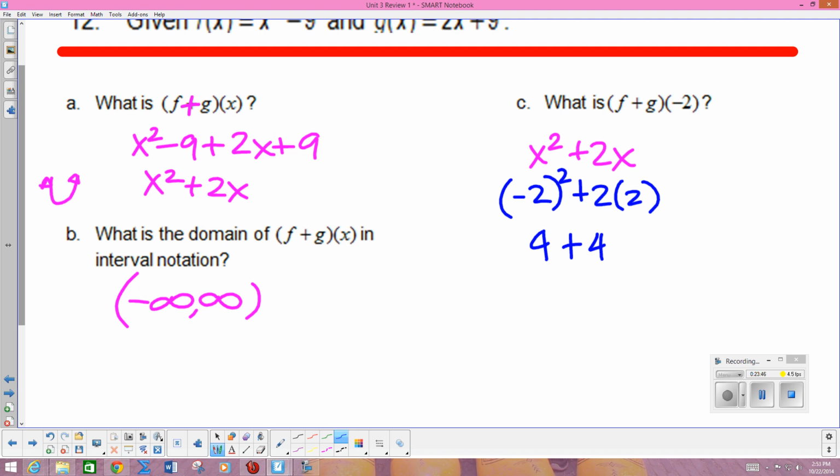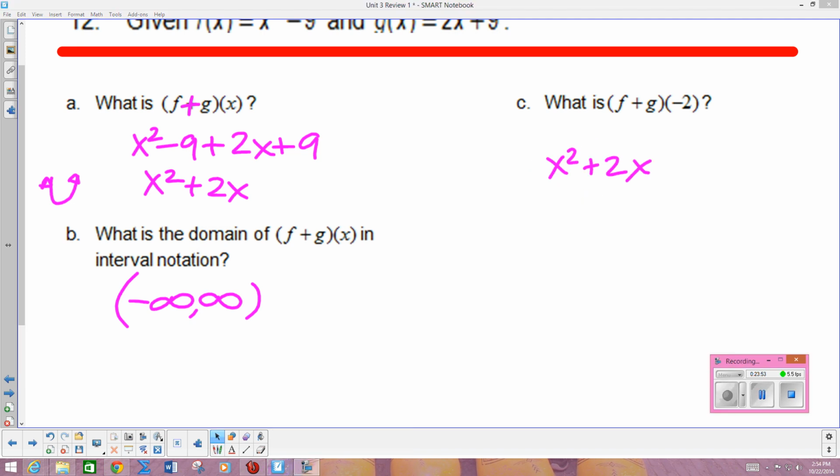Did I miss something here? Plus g. Okay, I'm going to go back a second. So there's some question. I have this f plus g, and this is what my answer is for f of g, right? That guy. So I know that I have f of g again right here. But this time I'm going to substitute in a negative 2 wherever there is an x.